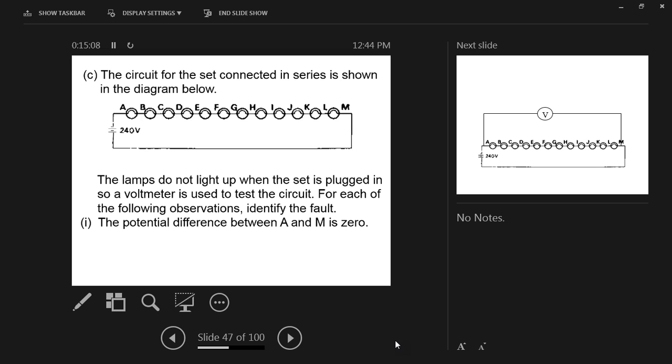Having some visualization helps. Imagine your voltmeter has two tips. How a voltmeter gets its reading is it takes the potential on one side minus the potential on the other side. So if you use that logic, you can solve all of these kinds of problems.